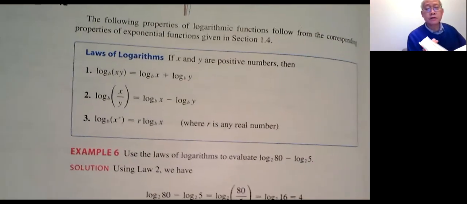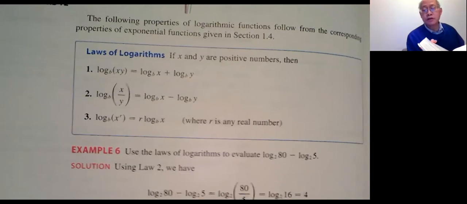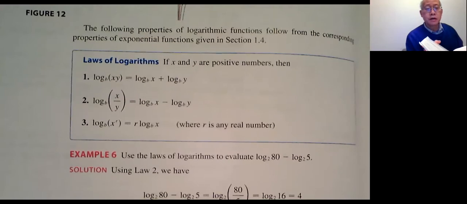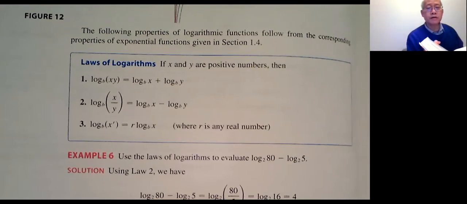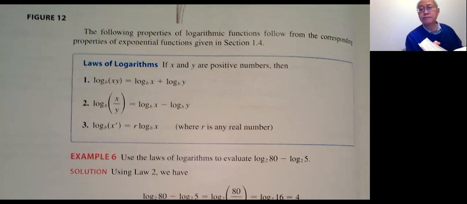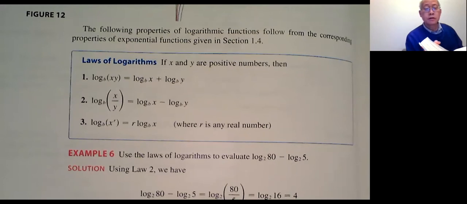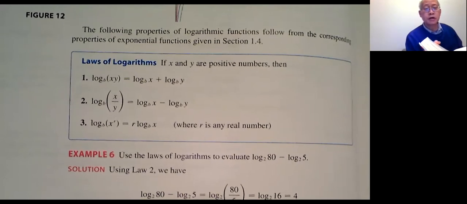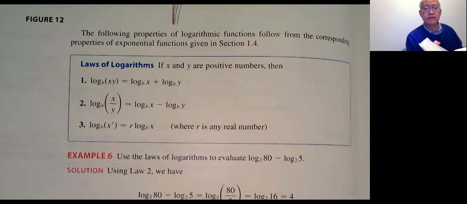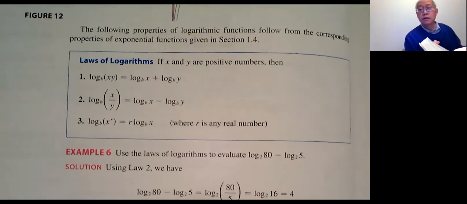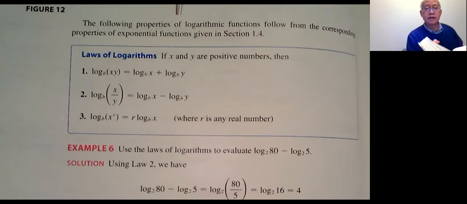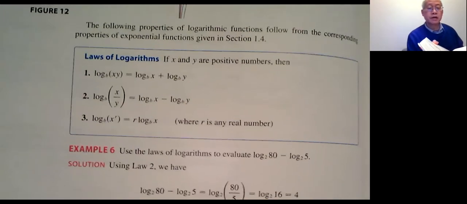And a review of logs. If you want to put this on your cheat sheet, you may. Number 1, the log of a product is the sum of the logs: log base b of x times y equals log base b of x plus log base b of y. Second one, the log of a quotient: log base b of x divided by y equals log base b of x minus log base b of y. And number 3, log base b of x to the r power, that r gets to come down in front: r log base b of x.